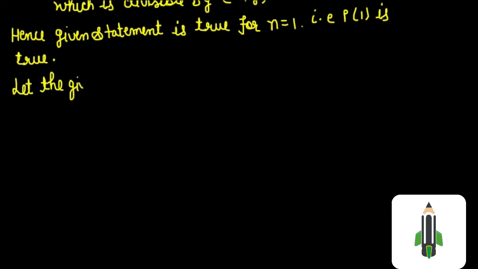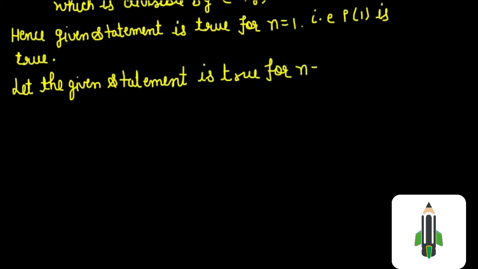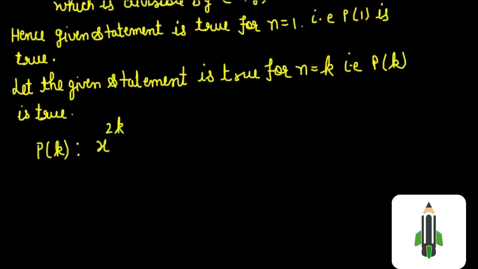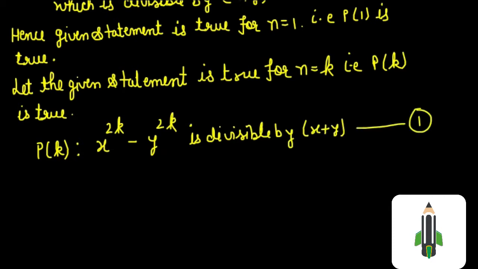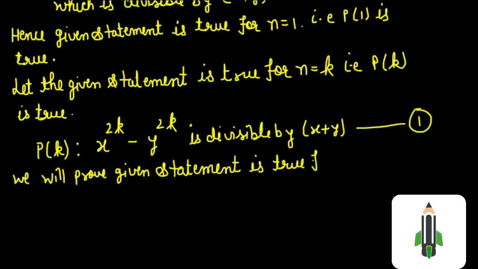Let the given statement be true for n is equal to k, that is Pk is true. Pk such that x raised to the power 2k minus y raised to the power 2k is divisible by x plus y. This is equation number first. We will prove the given statement is true for n is equal to k plus 1.